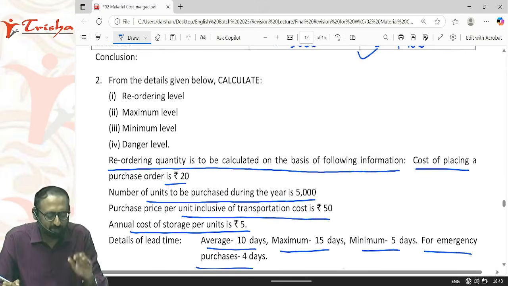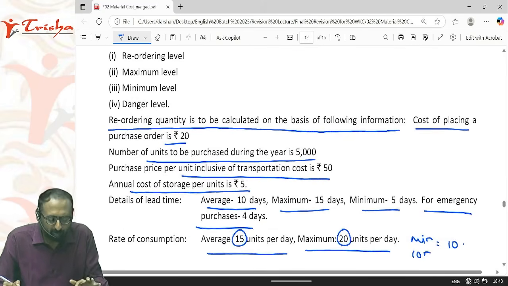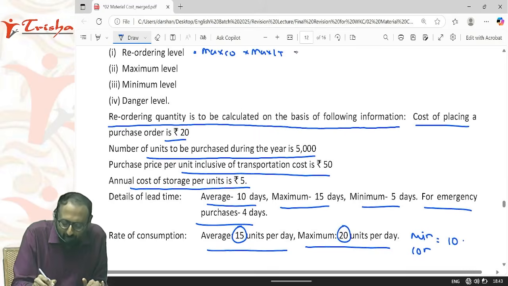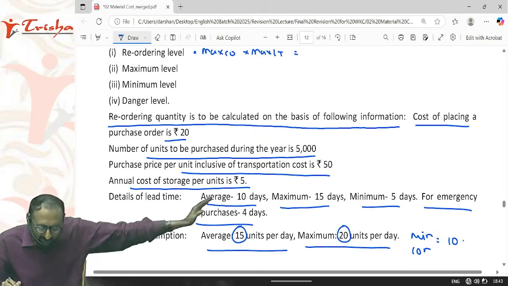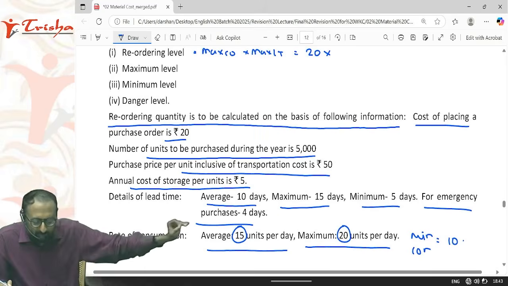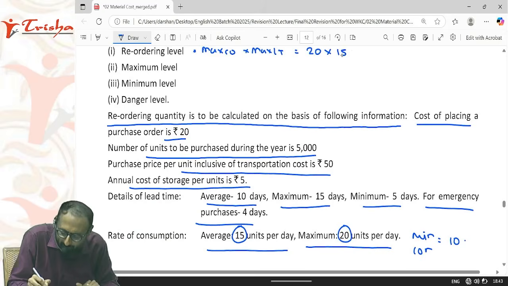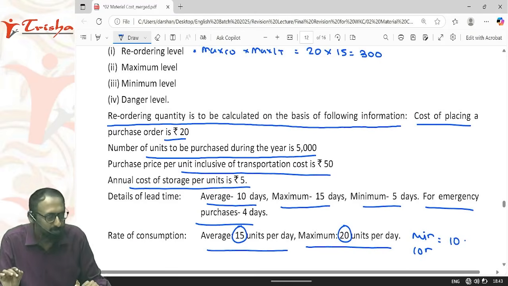So what is your first question, Sirji? Reorder level. What is the formula for reorder level? Maximum consumption multiplied by maximum lead time plus safety stock. Safety stock is not given in this question. Maximum consumption, read the last line of the question: 20 units multiplied by maximum lead time, second last line, 15 days. So is your reorder level 300? Yes or no?